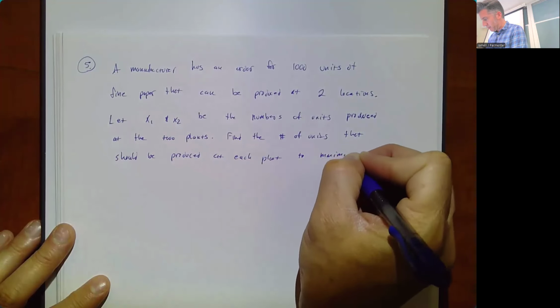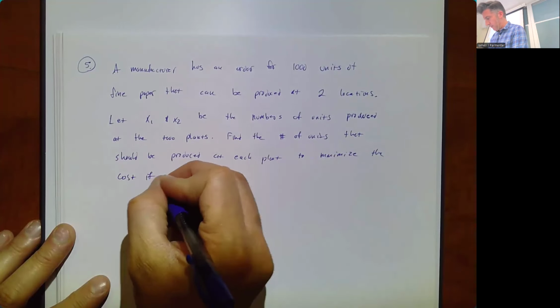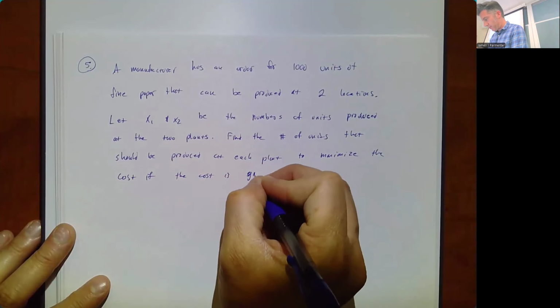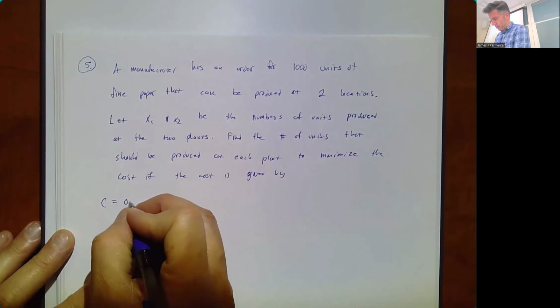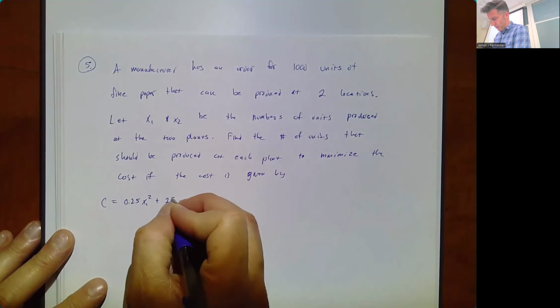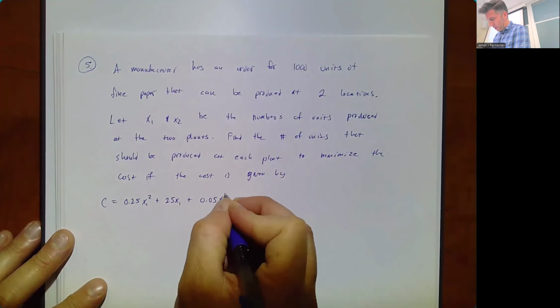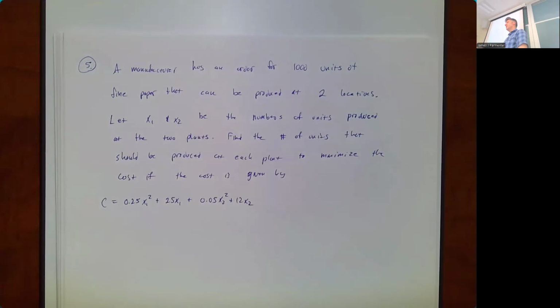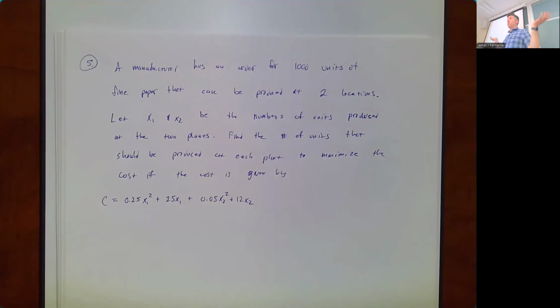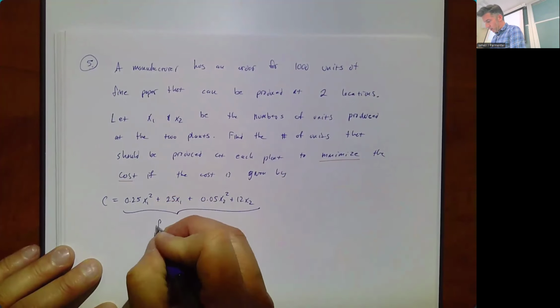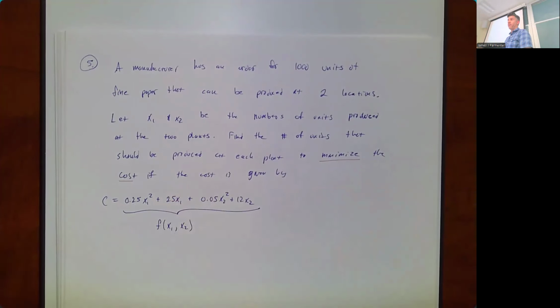to minimize the cost if cost is given by C equal to 0.25x1 squared plus 25x1 plus 0.05x2 squared plus 12x2. Kind of a lot of words for not a lot of information to actually be gleaned. So we should have two equations to look for here. We have the thing we want to optimize and our constraint. So we're being asked to minimize the cost. So this cost function here is our function we want to optimize, which we usually label as little f. Great. So our f of x1 comma x2 is this messy thing.